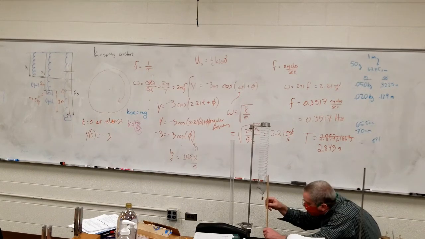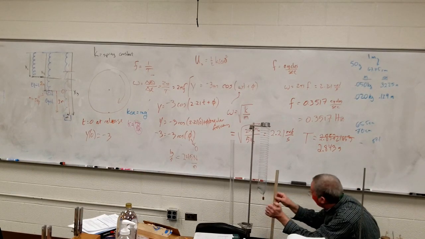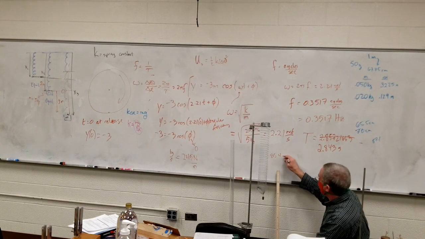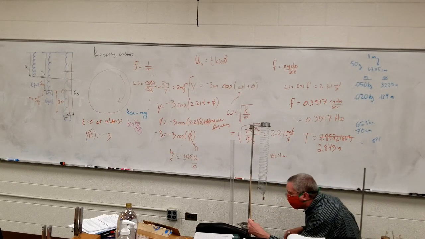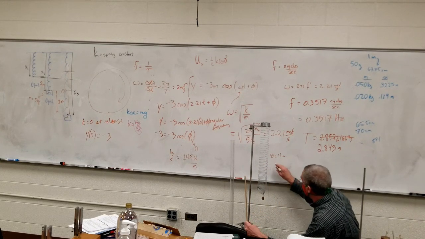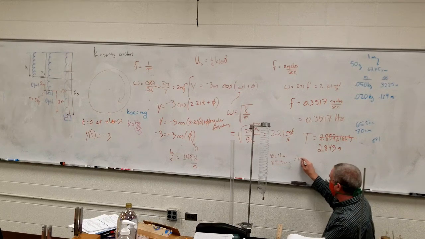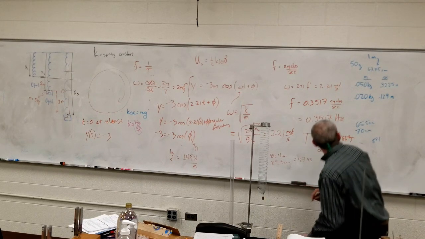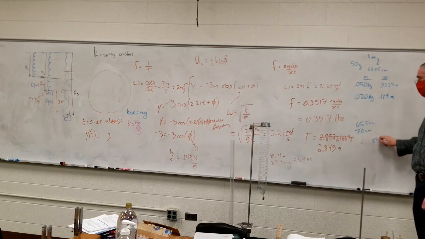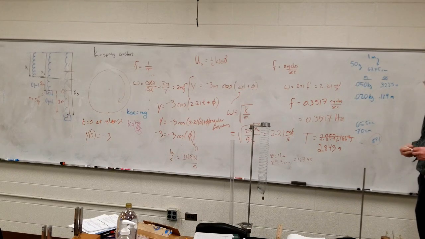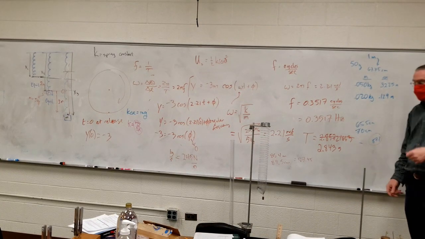The bottom end is at 85.4 centimeters, and the upper end, I'm not getting parallax in there, it was like 89.5. So the average would be 87.45, and we had predicted 87.1. So we're 3 millimeters off. Not too bad for physics.